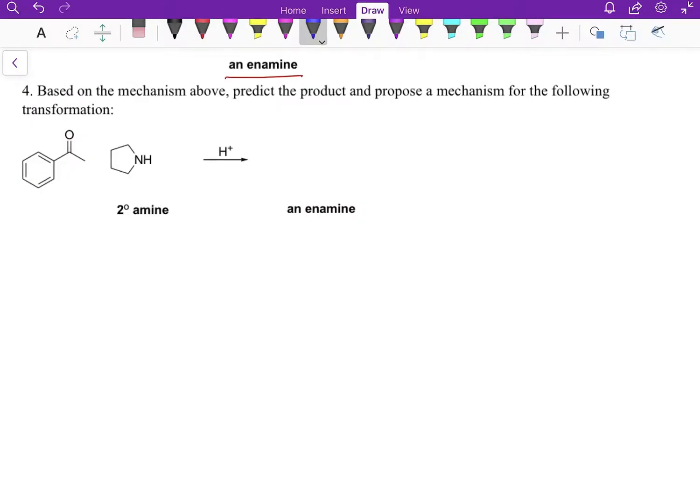So we're going to predict a product and propose a mechanism. So we need to make an enamine from a secondary amine. Once again, there's a lone pair on the nitrogen. The nitrogen is nucleophilic. It's going to attack the carbonyl carbon, pushing the electrons up to the oxygen. Once again, I'm going to draw phenol for short. And this is going to be a negatively charged oxygen. This is going to be positively charged.